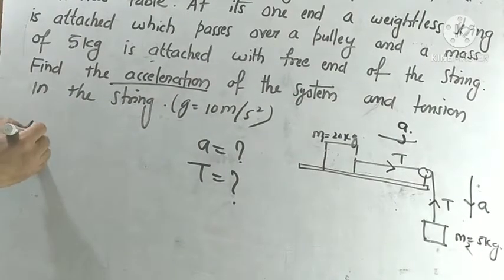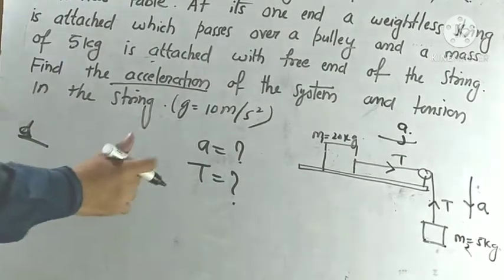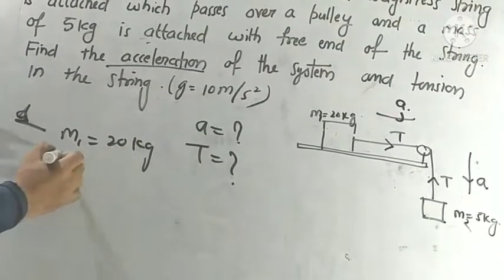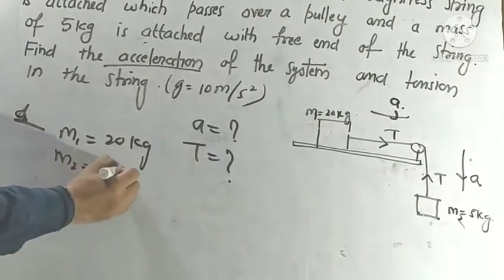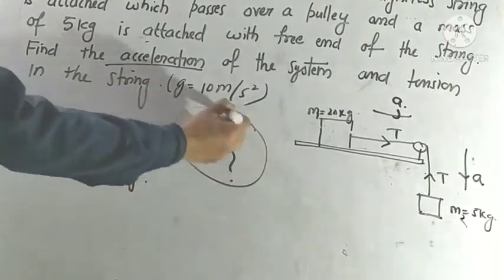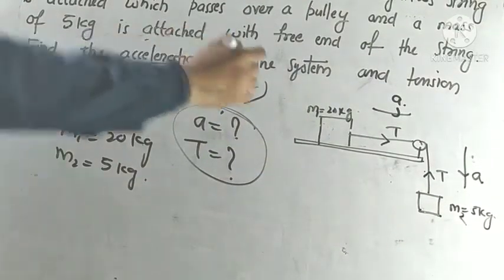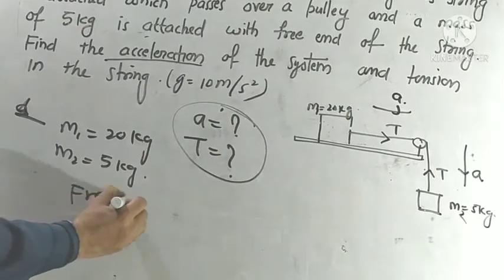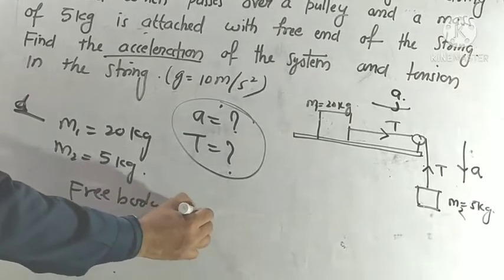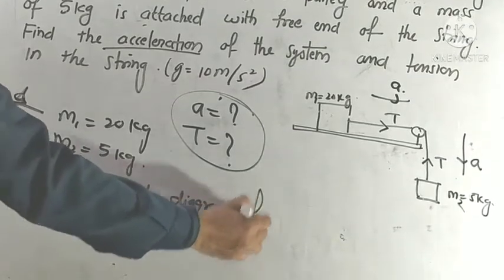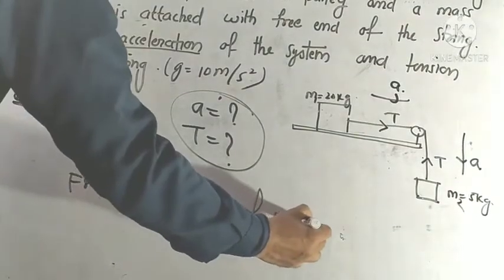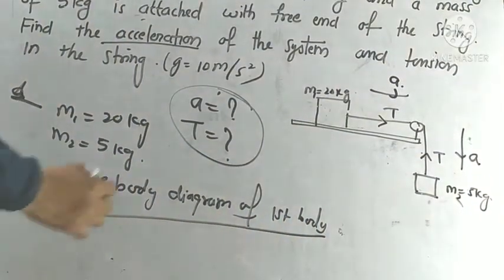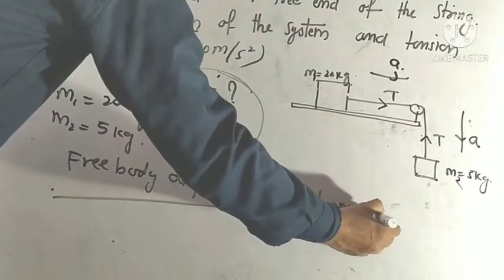Firstly, m1 is equal to 20 kg, already given, and m2 is equal to 5 kg. Now we have to find these two unknown quantities. So firstly we see the free body diagram of the first body. This is the first body having mass m1 equal to 20 kg.